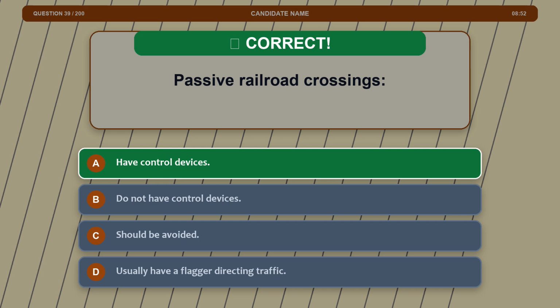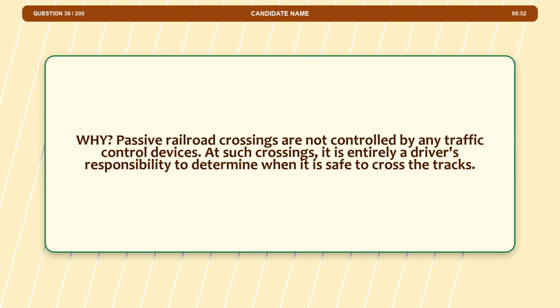The correct answer is option A, have control devices. Explanation: passive railroad crossings are not controlled by any traffic control devices. At such crossings, it is entirely a driver's responsibility to determine when it is safe to cross the tracks.